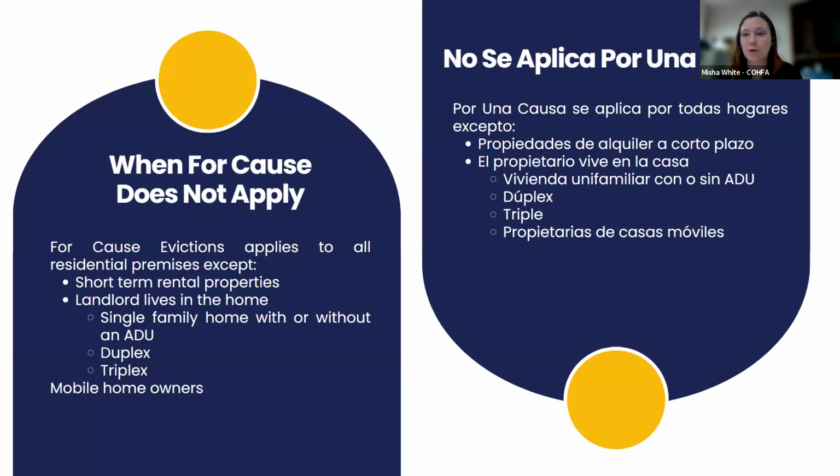Now, the reason that mobile homeowners are excluded is because they actually have better or more tailored protections through some mobile home park legislation in the past. But renters of mobile homes would still be protected. So folks that own their mobile home but are renting their lot, mobile homeowners, are not covered. But if they are renting both the mobile home and the lot underneath, they are covered.